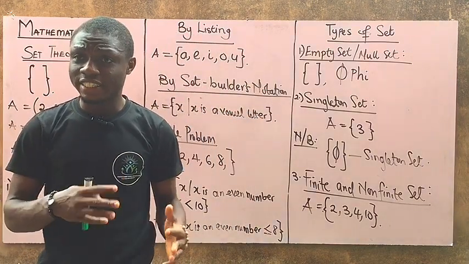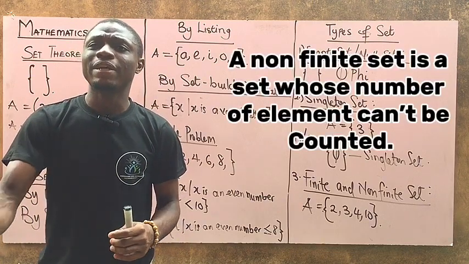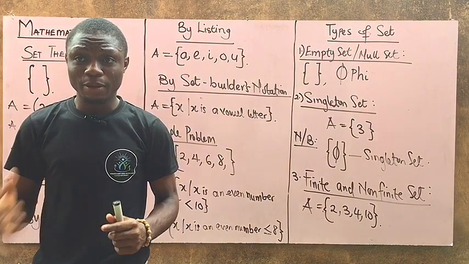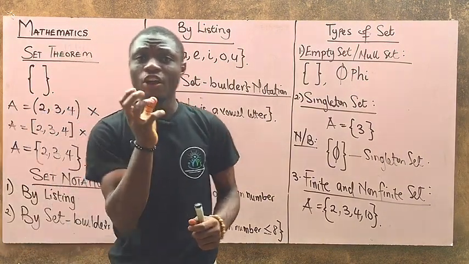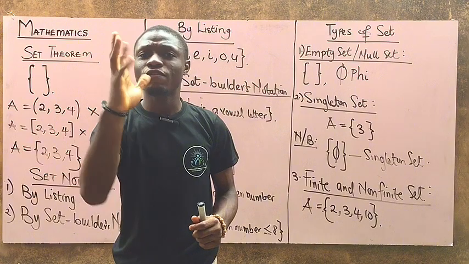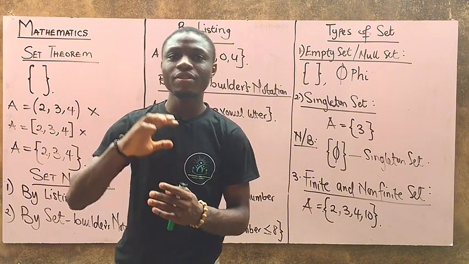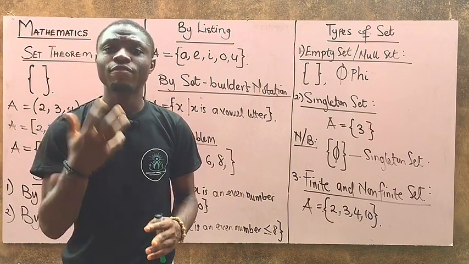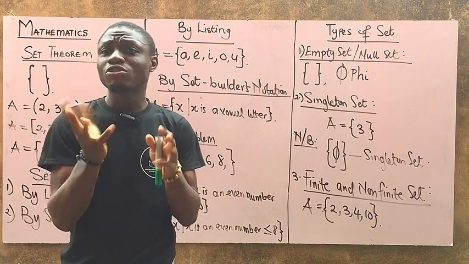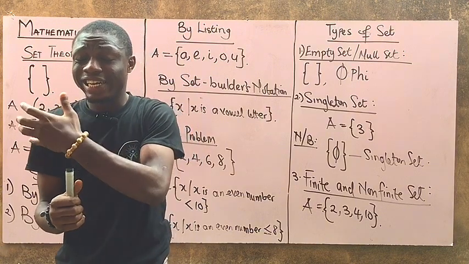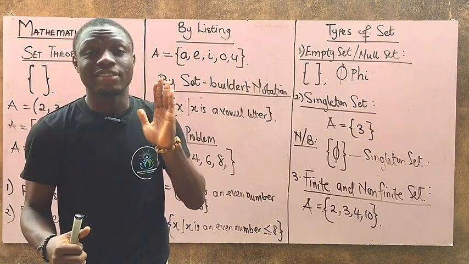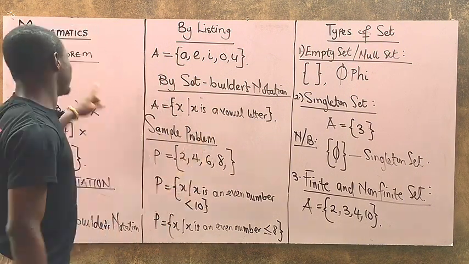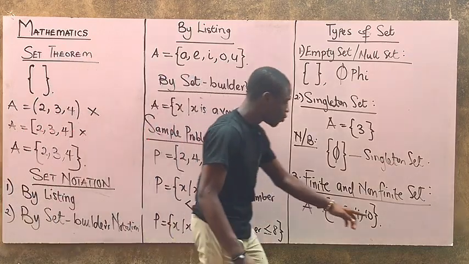When it comes to a non-finite set, a non-finite set is a set whose number of elements cannot be counted. Example: a set A of all positive even numbers. Now look, if I want to write that set, if I start from 1, I will end here with 1,000.